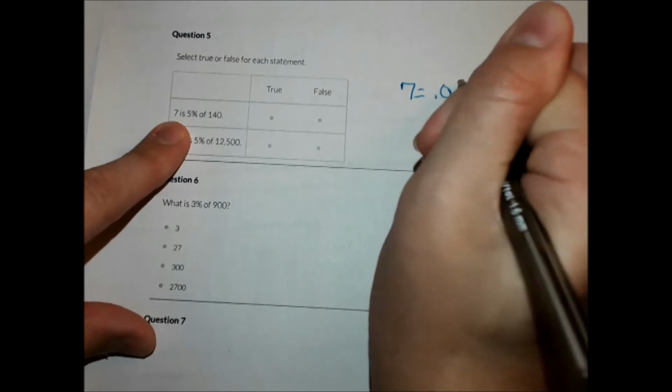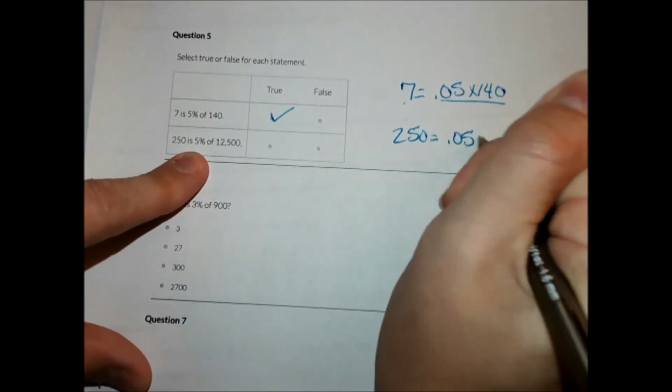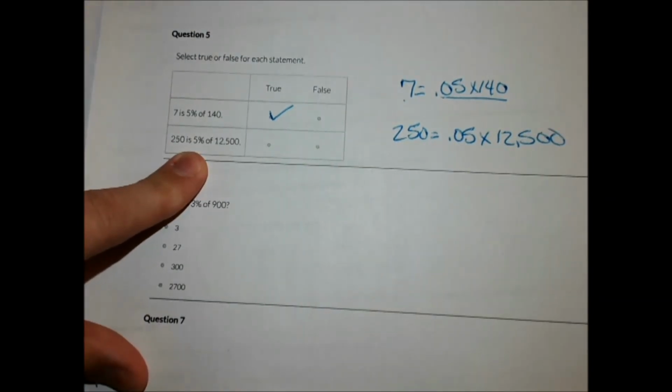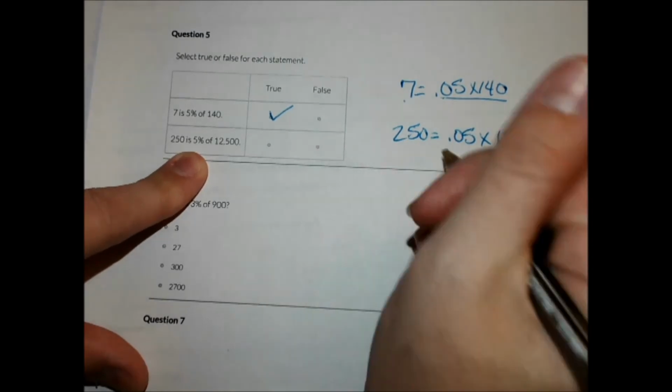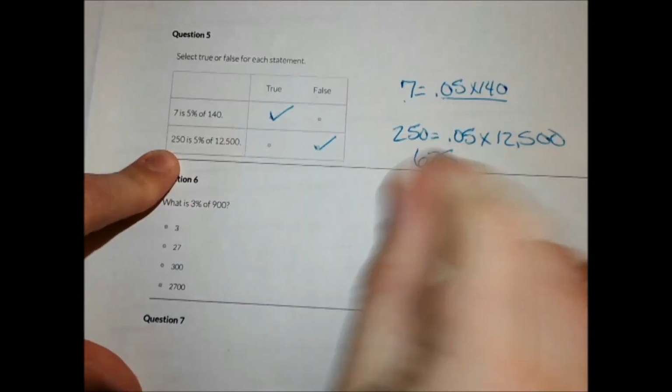Select true or false for each statement. So 7 is 5% of 140. All I have to do is multiply 5% times 140, and I do get 7, so that one's true. And I'm going to check my next one. 250 is 5% of 12,500. When I multiply 12,500 by 5%, I get that that should be 625. So that one's false. It's not 250.